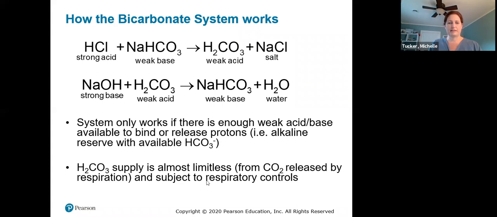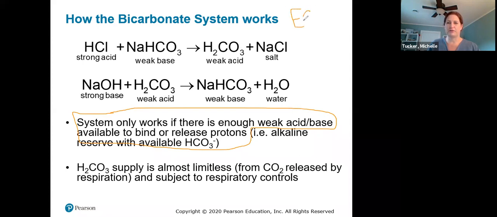That's what this is saying. The system only works if there is enough weak acid, weak base available to release protons. In our body, we're not going to have a deficiency of acid, because that's what we tend to be buffering. We tend to be producing a lot of hydrogen. So that is pretty much never the limiting component. What becomes limiting in this extracellular fluid chemical buffering system is the amount of bicarbonate.